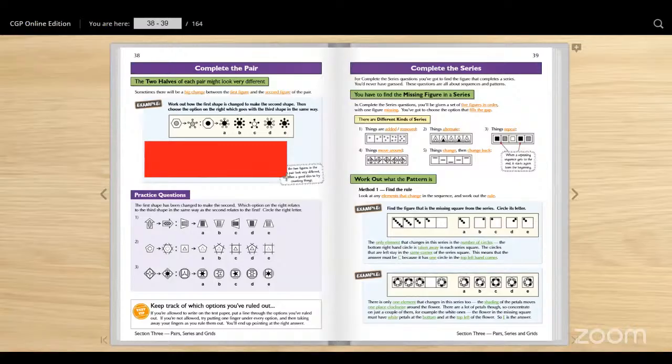Sometimes there will be a big change between the first figure and the second figure of the pair.